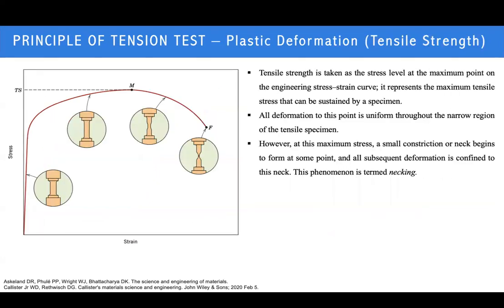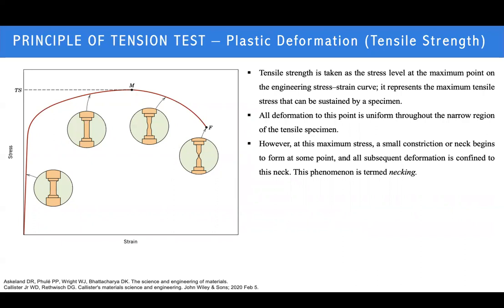Then after the yielding point, the load will be increased to a particular maximum load, and this maximum load gives the tensile strength of this material. Until this point, the applied load is acting on the reduced section of the specimen uniformly. Then at this point there will be the formation of necking. After this necking, the stress will not be uniform.